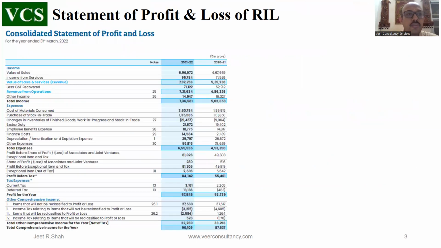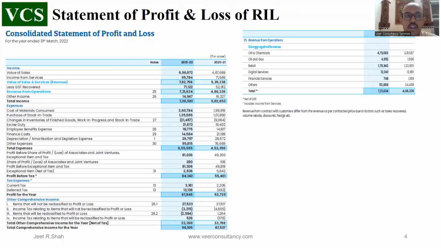So this is how the profit and loss statement looks like of Reliance Industries Limited as on 31st March 2022. You can see over here, there is a huge amount of details given. We'll go through them one by one. So it starts from the income, then you have total income, then you have expenses over here. From that, we get the profit before tax, tax expenses, and profit for the year. So this whole thing will go one by one as they have given in the annual report.